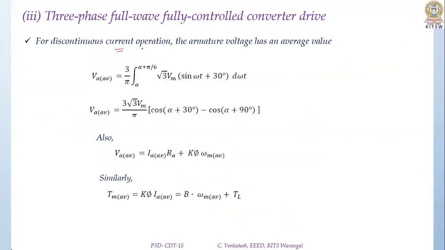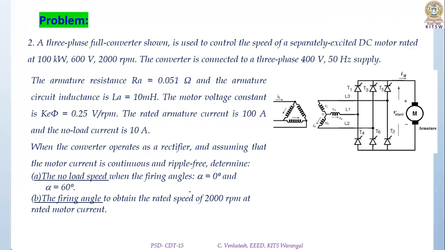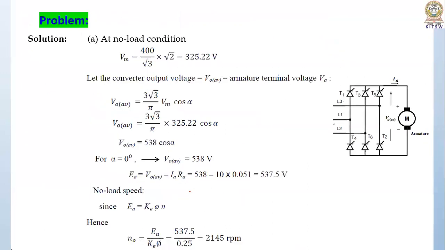For discontinuous operation, the armature voltage has an average value. For discontinuous operation, it conducts from alpha to alpha plus 30 degrees. So we have 3 root 3 Vm by pi into cos alpha plus 30 minus cos alpha plus 90 degrees. Based on that, you can write down the average voltage equation. This is the general form, and this is the motor torque in terms of current and in terms of speed. We'll discuss this problem in the next class.